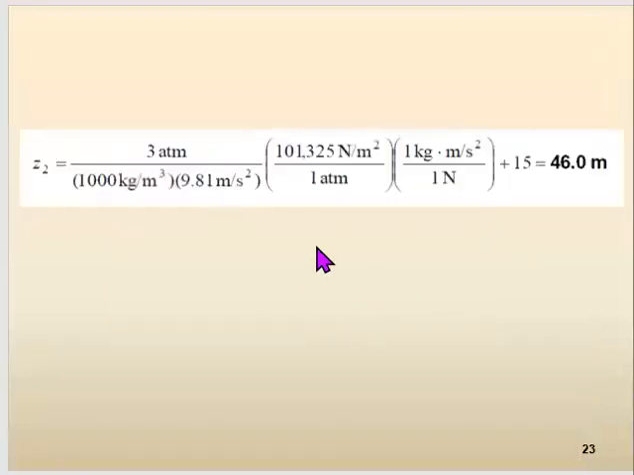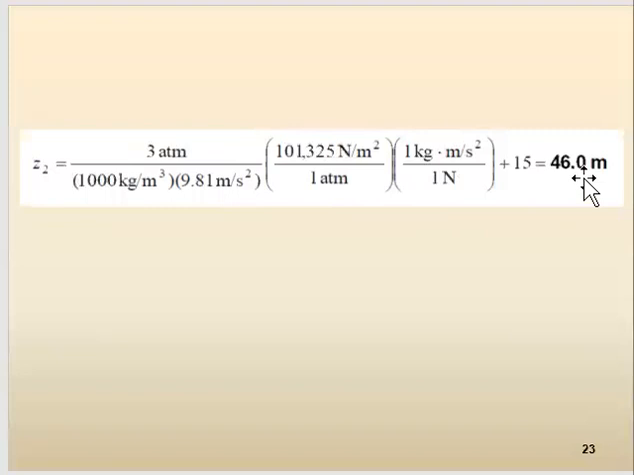I plug in all the values that I have: 3 atmospheres, density 1000 kilogram per meter cube, gravitational acceleration 9.81 meter per square second, times the conversion coefficient from atmospheric scale to Pascal scale. This is the final height. This is the maximum height.